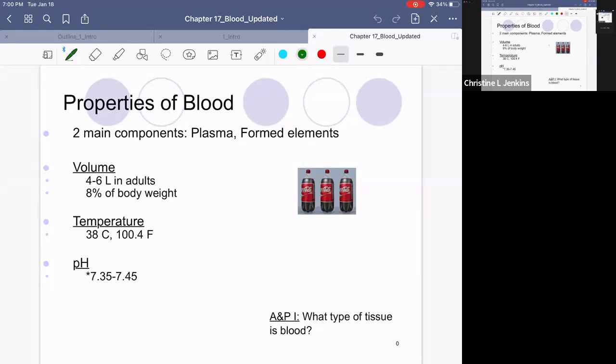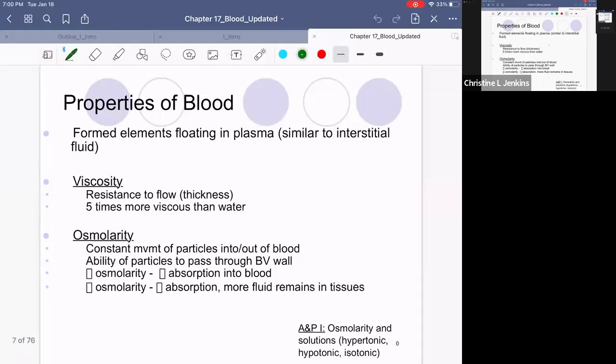Who can remind us of the 4 main types of tissue? What type of tissue is blood? Connective, right? You notice that, didn't you? You can't forget that. Don't you love this one, the tonicity?